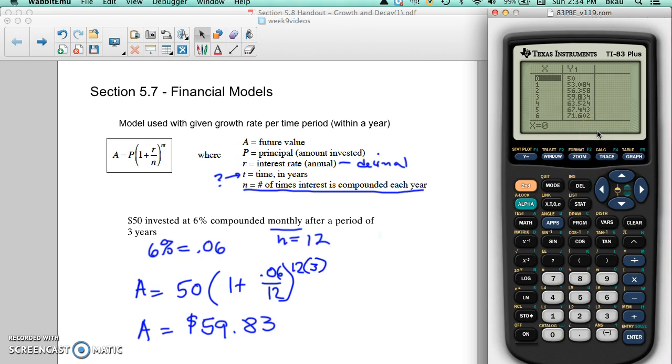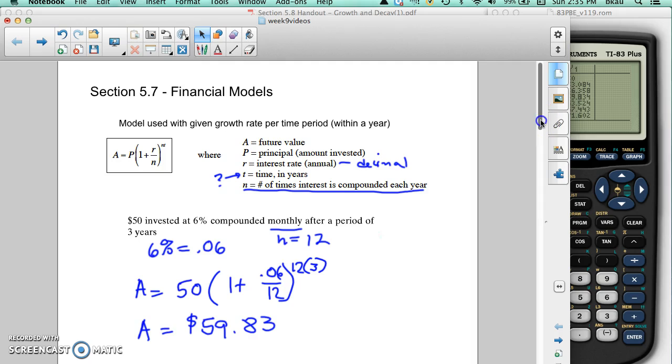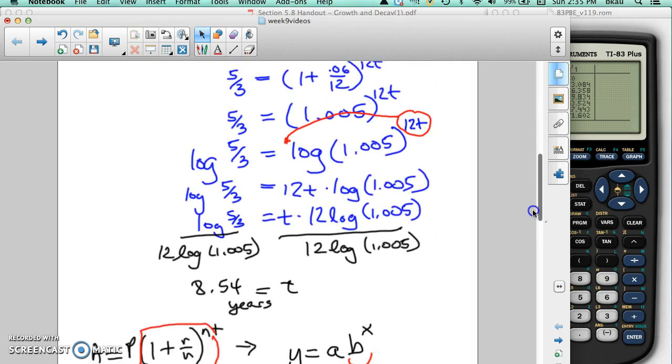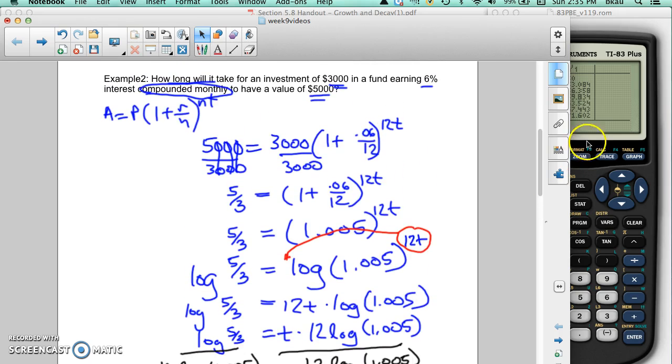So at the end of the first year you have $53.08. At the end of the second year you have $56.35. At the end of year 3, which is what we have here, $59.83. So we can see at the end of each year what amount would be in our account earning this amount of interest. We can also look at that on the graph. So let's go down to our problem here and just verify that this works at 8 years.